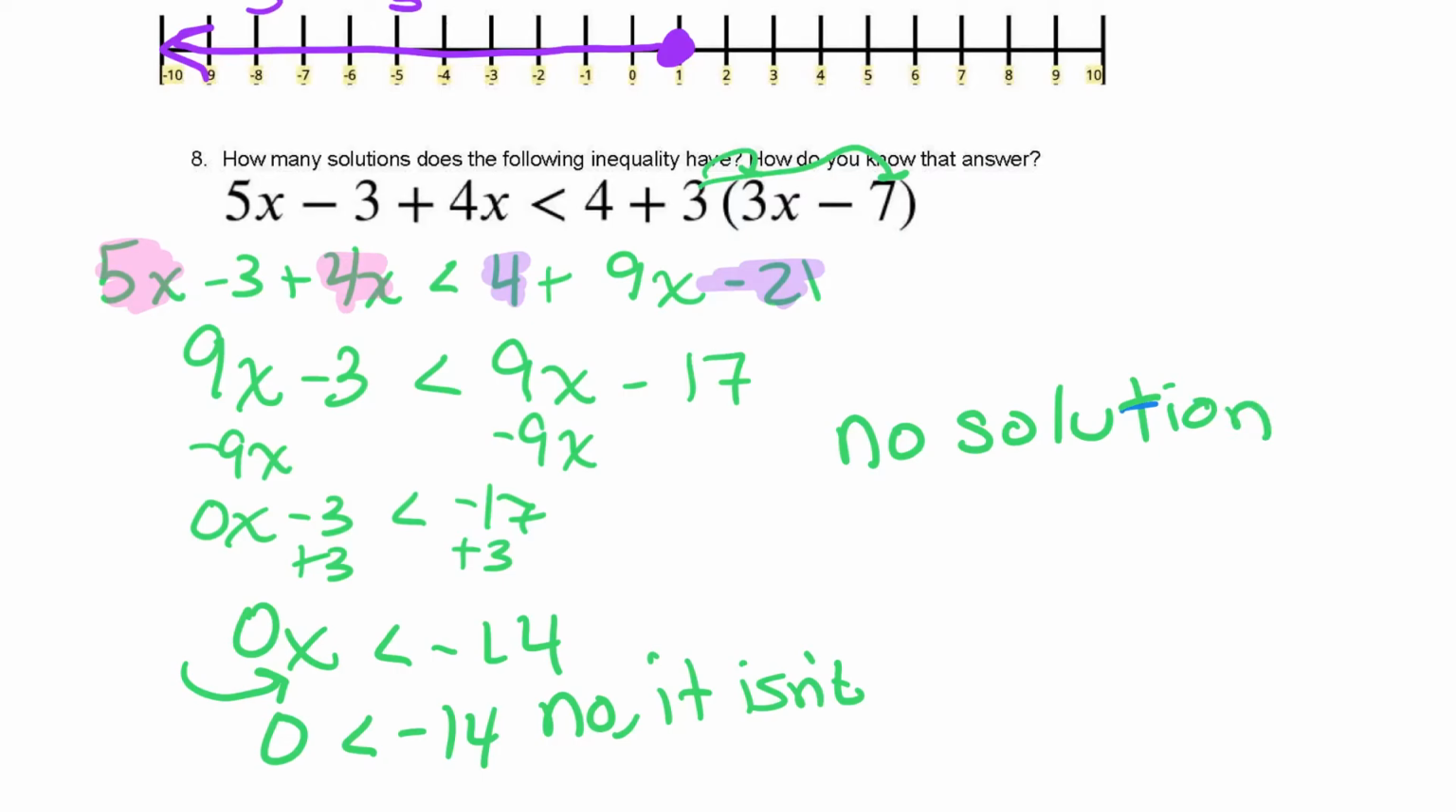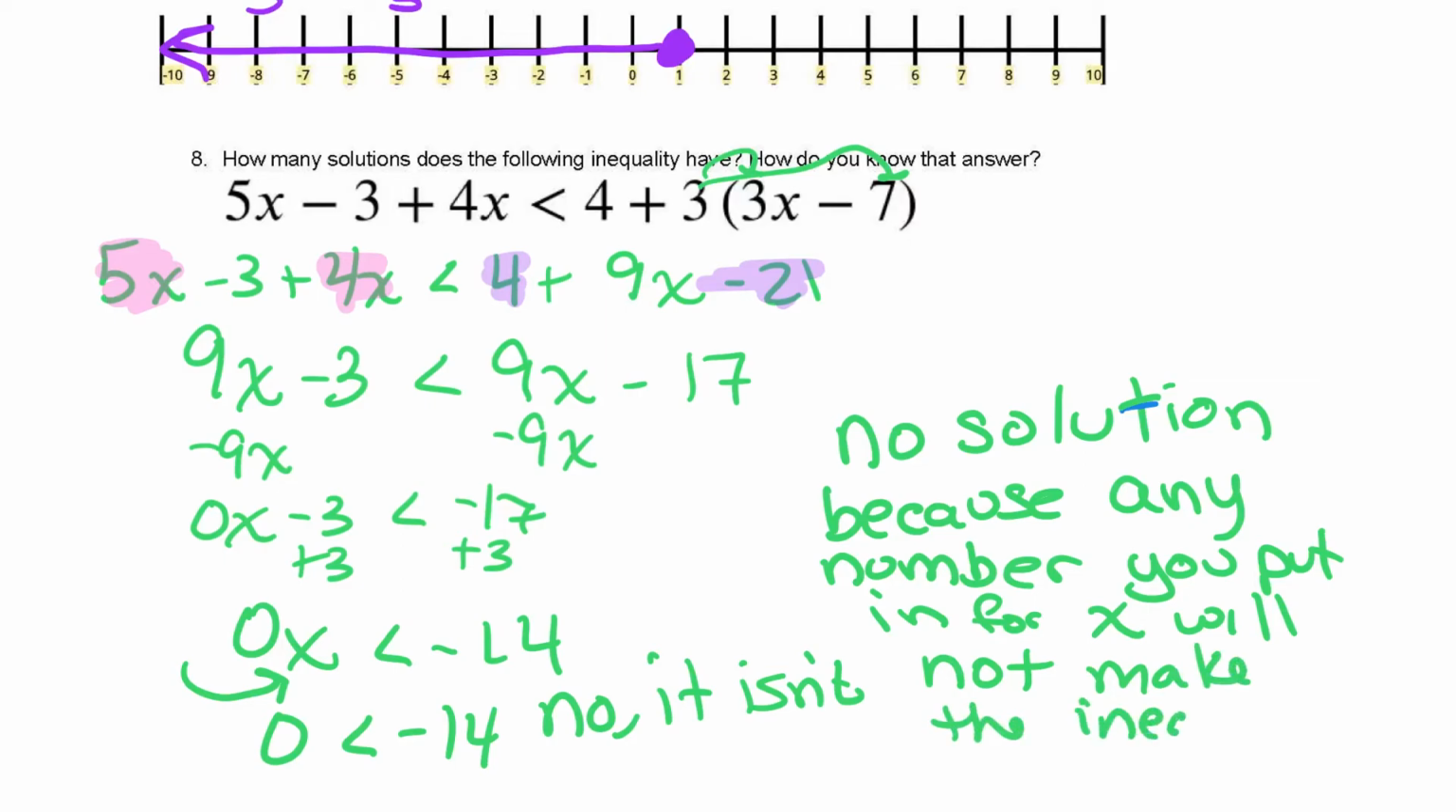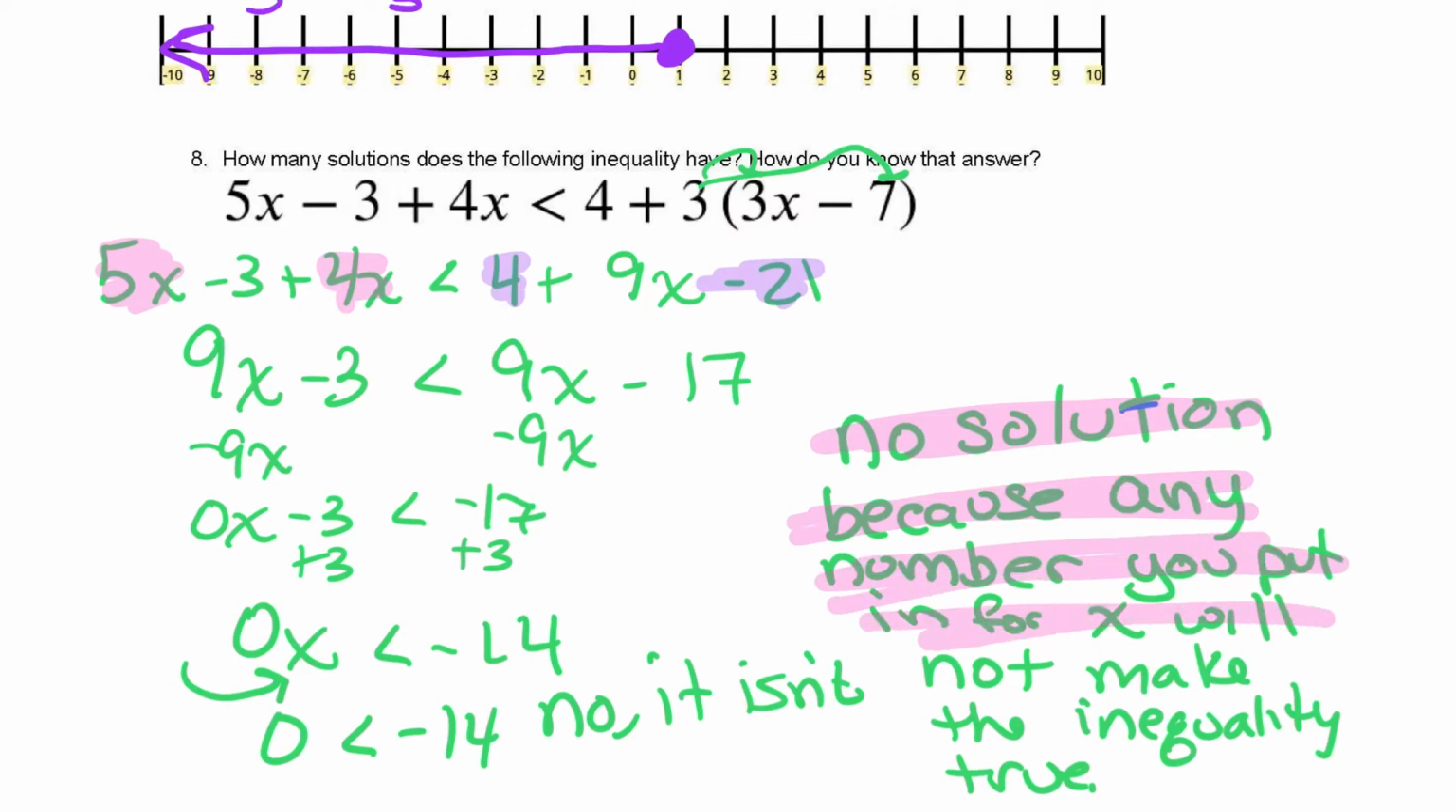No solution. Because any number you put in for x will not make the inequality true. Okay, remember, it's still a statement of truth, even though it's an inequality. So no solution, because any number you put in for x will not make the inequality true.